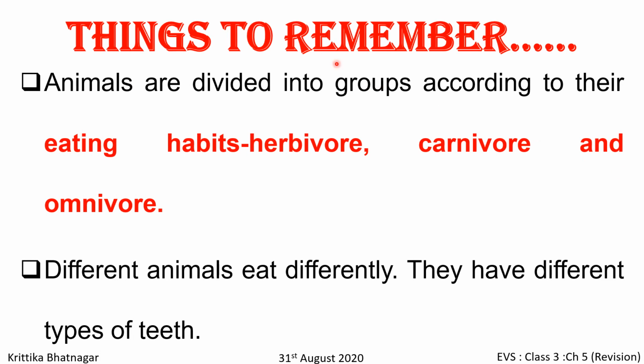Now let's revise what we have learned today. Animals are divided into groups according to their eating habits: herbivores, carnivores and omnivores. Different animals eat differently. They have different types of teeth.